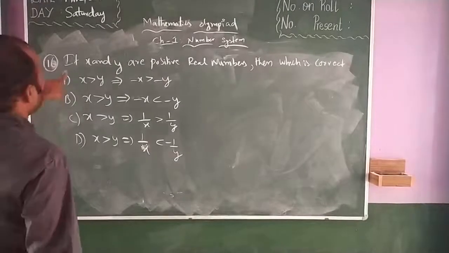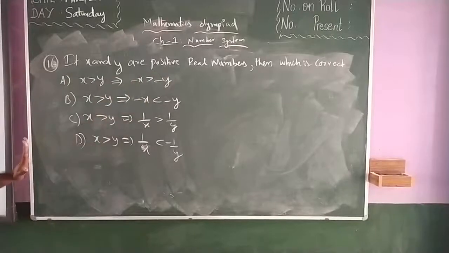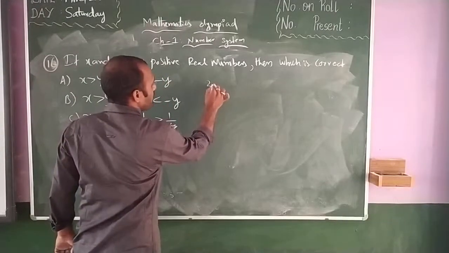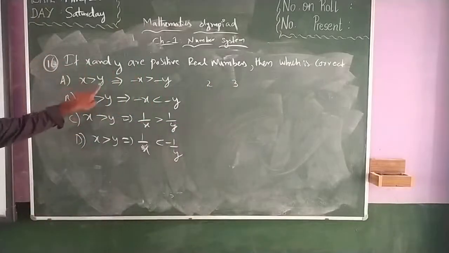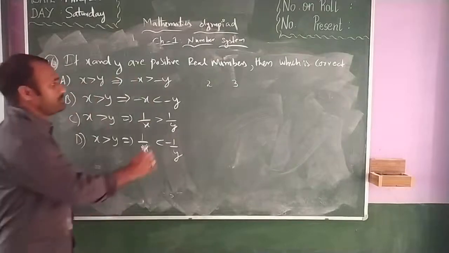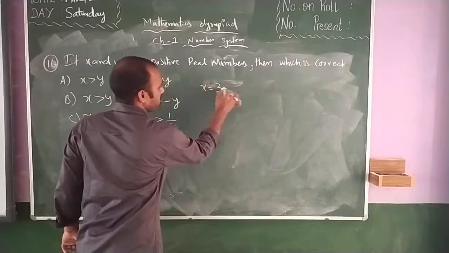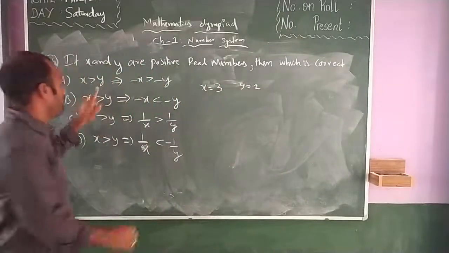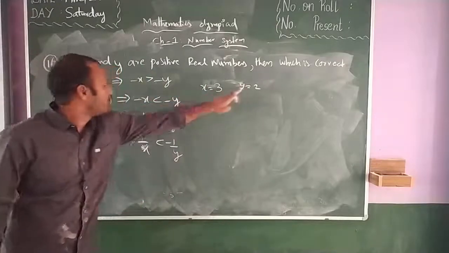16th question. If x and y are two positive real numbers, we need to find out which is correct. So he's asking us to take two real numbers. So I am taking the x value as 2 and the y value as 3, in such a way that x should be greater than y. So let us take x as 3 and y as 2. So my condition is satisfied, x is greater than y. Okay, 3 is greater than 2.